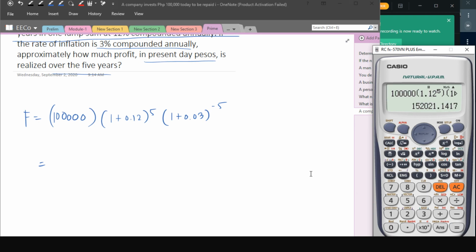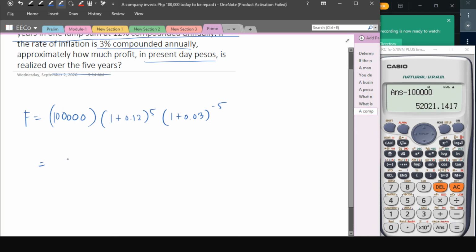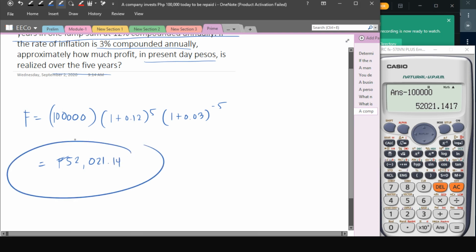Hindi pa yan. Yan yung future worth of the money. Minus mo yung investment mo na 100,000. Siyempre, profit yung nag-uusapan. Tanggalin mo yung capital. So, ang naging investment profit is 52,021 and 14 centavos. Okay?